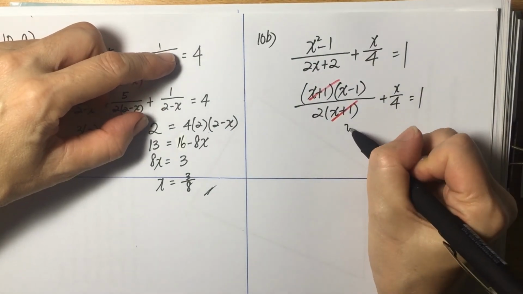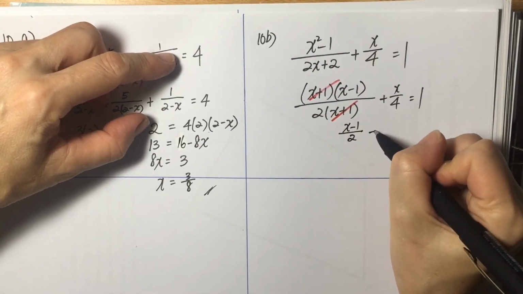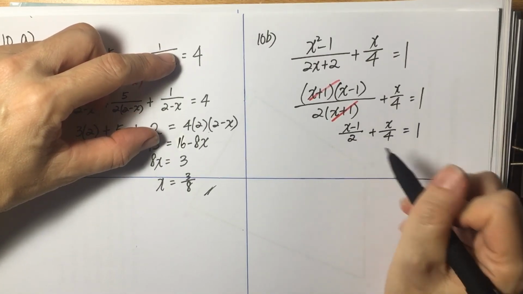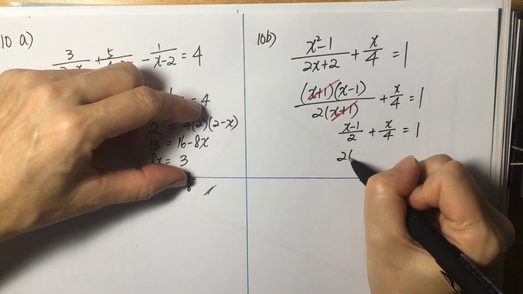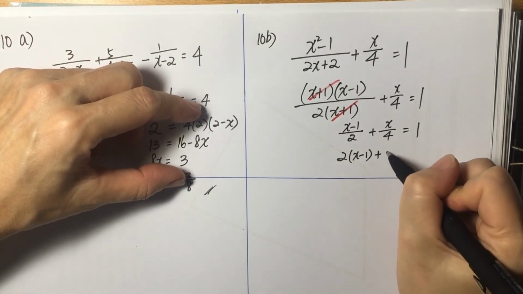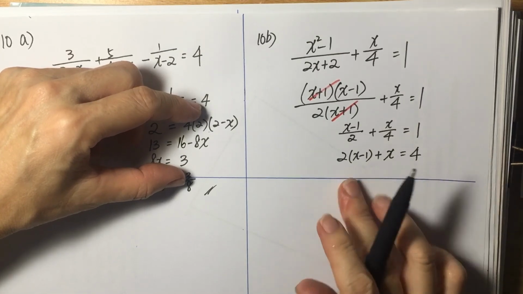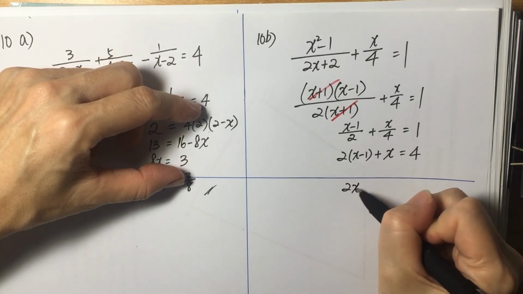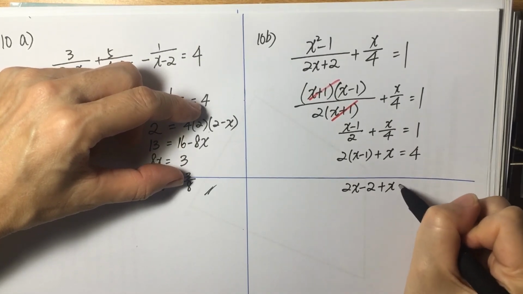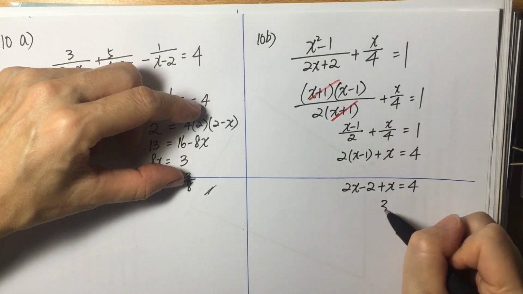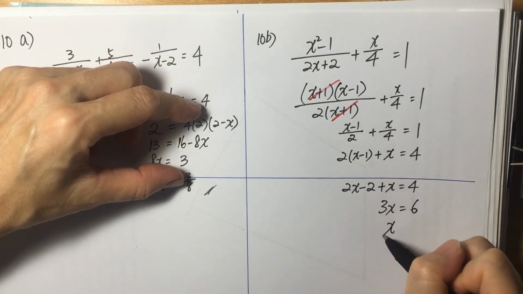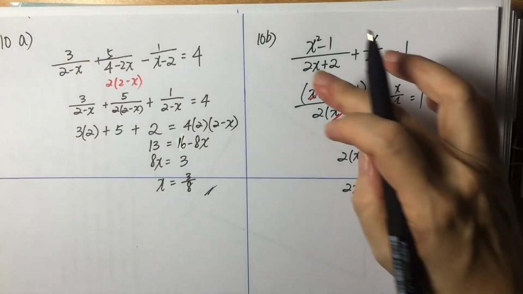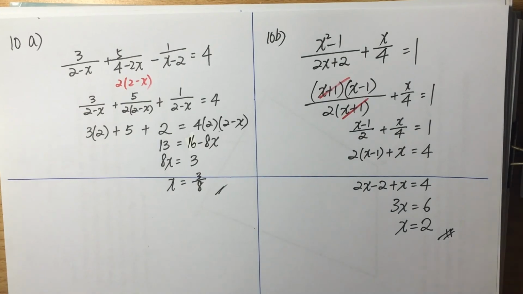So I'm getting x minus 1 over 2 plus x over 4 equals 1. So the common denominator will be 4. So 2 multiply x minus 1 plus x equals 4. I multiply 4 to every term. So I'm getting 2x minus 2 plus x equals 4. So I have 3x equals 6. So x is actually equal to 2. So this is the answer for question 10b.